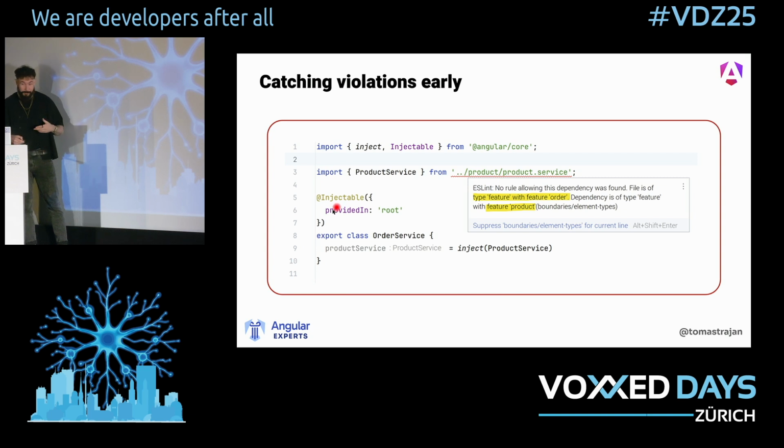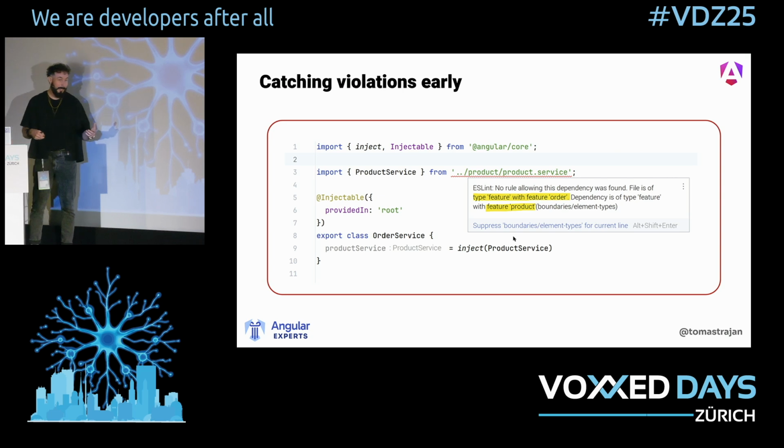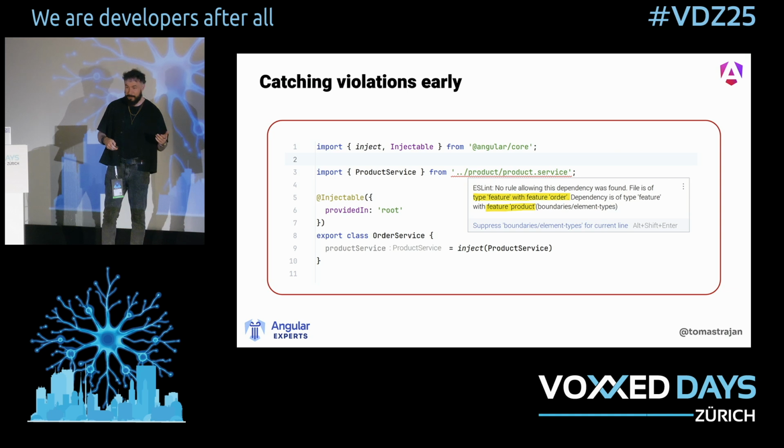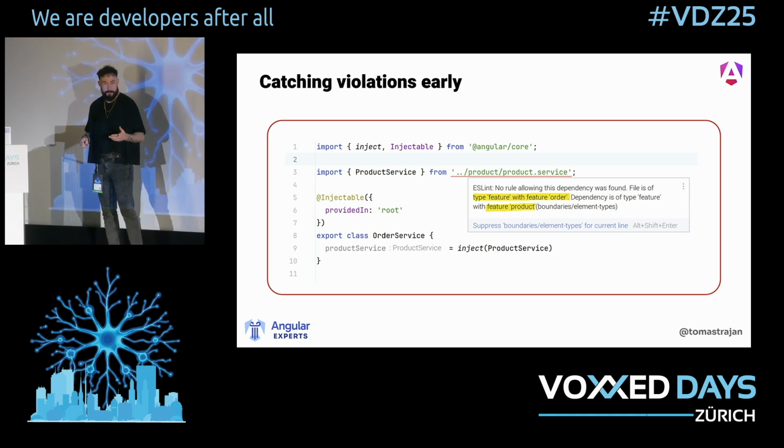Or we are in the order feature, which is order service, and we want to use product service from the product feature. We get, again, a very descriptive message. File from the feature order tries to import from another feature, but the other feature is product. And again, it's not the same feature. We want to isolate them. This is never correct, so we can prevent this, and we get a very descriptive message.